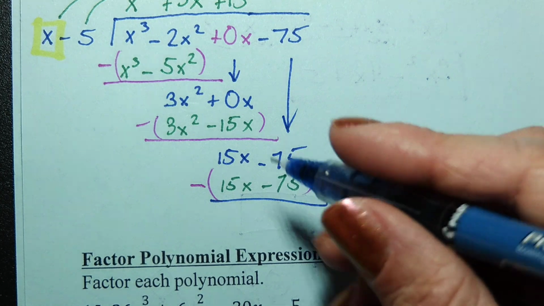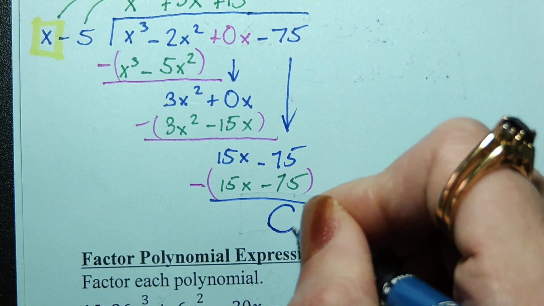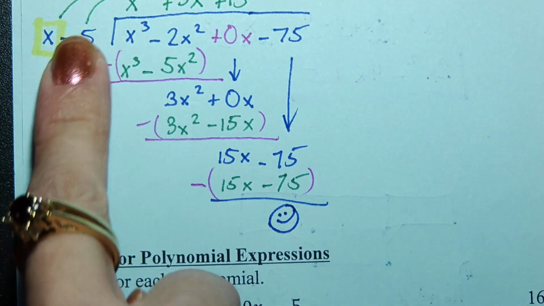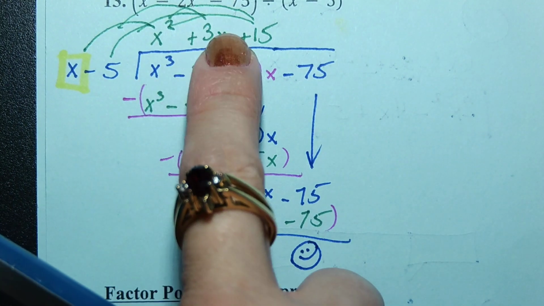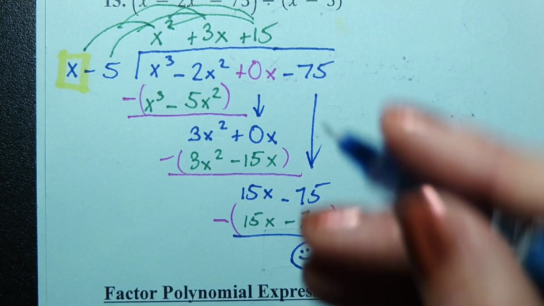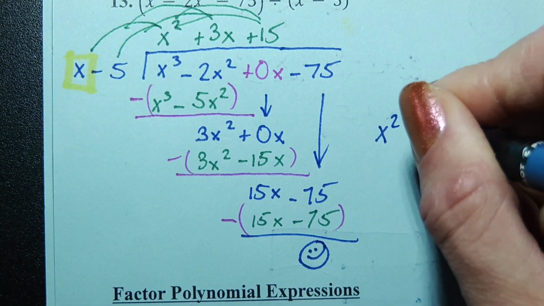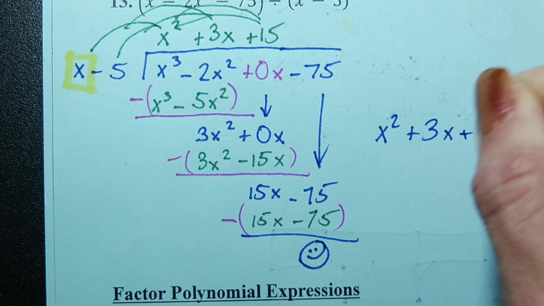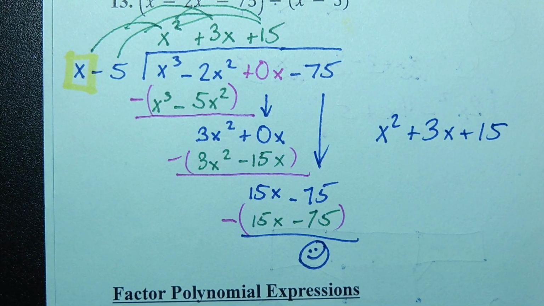So what do we get for our remainder here? 0. So that means the divisor is a factor. The green stuff is a factor. And our final answer, the quotient, is just x squared plus 3x plus 15.